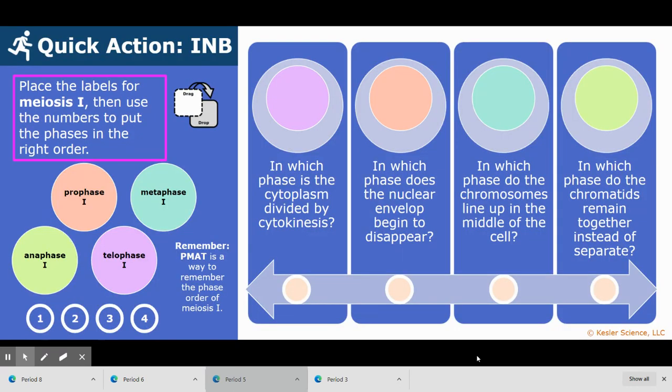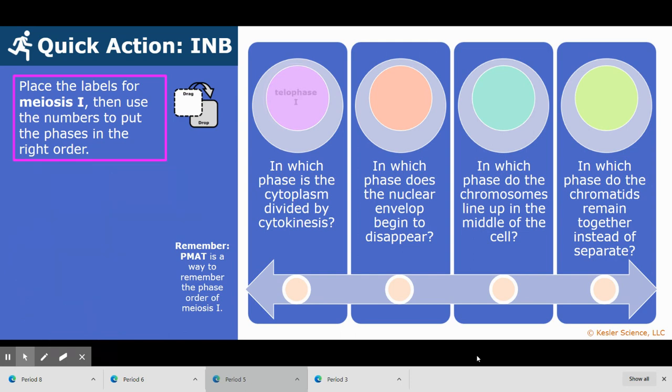Okay, here we have another click and drag activity. So I'm going to let you pause the video. You're going to read the descriptions and then drag the name of the phase that it's describing to the top part, and then you're going to drag the numbers to the bottom so that you know what order they fall in. So the first one is describing telophase. It says, in which phase is the cytoplasm divided by cytokinesis? That's at the end in telophase.